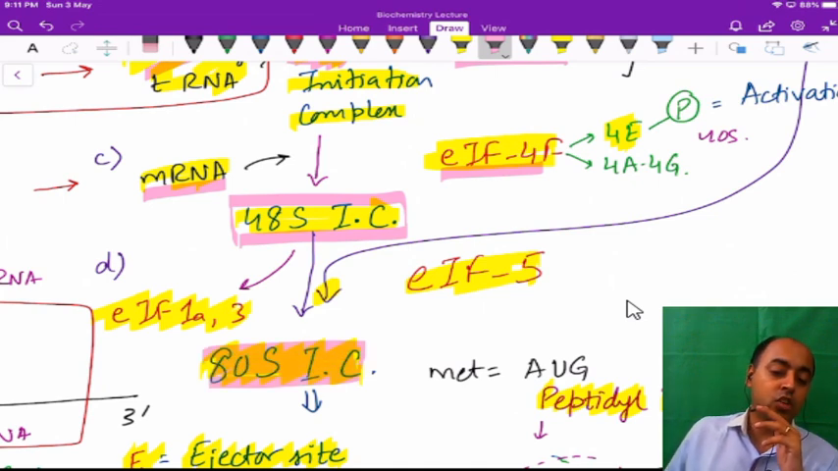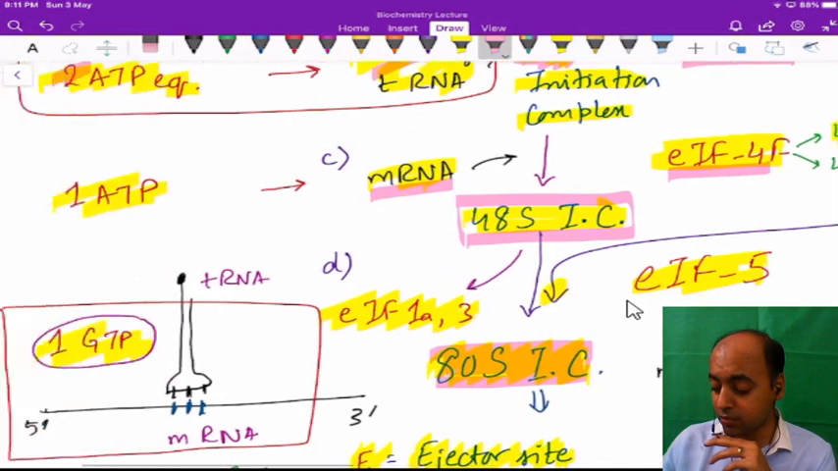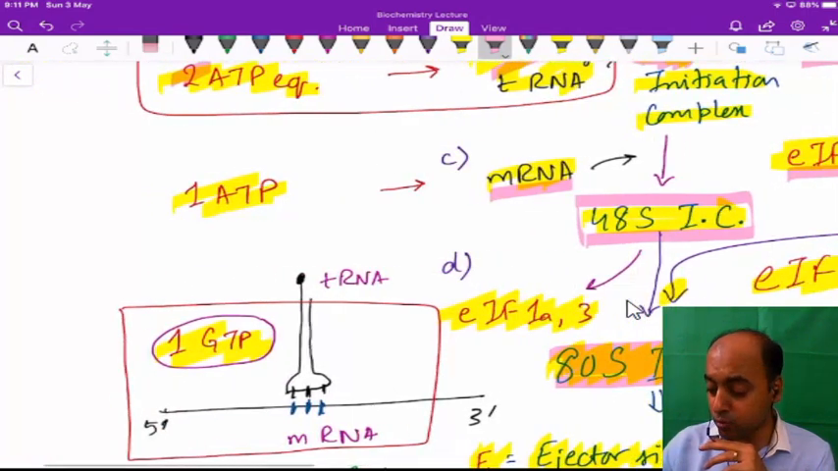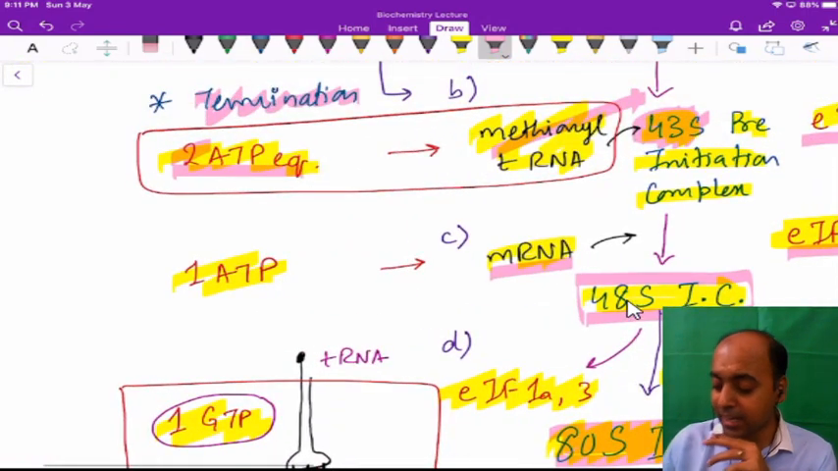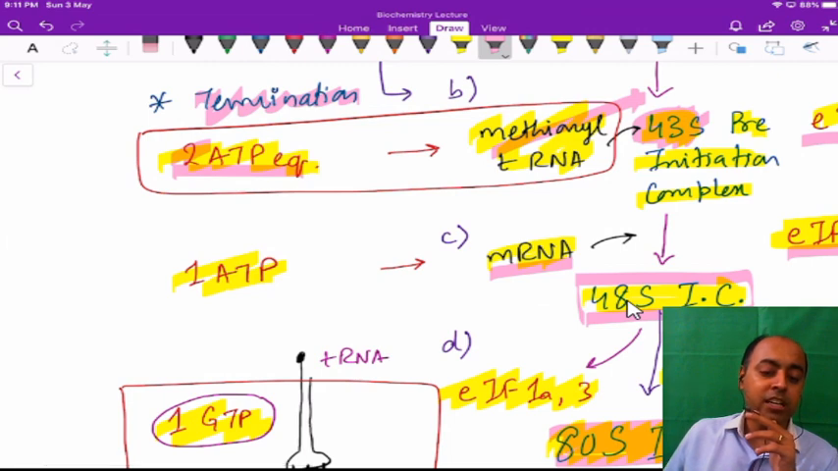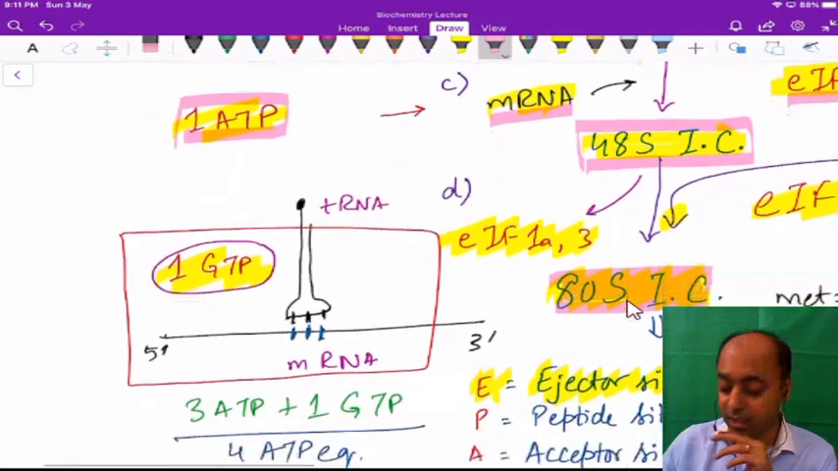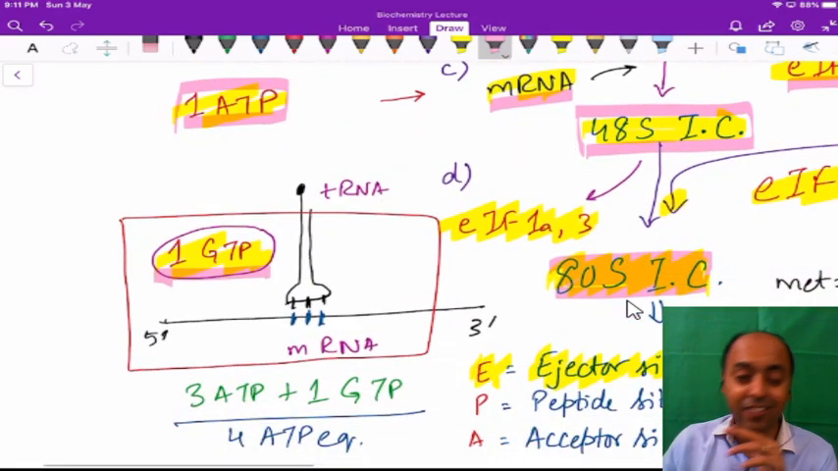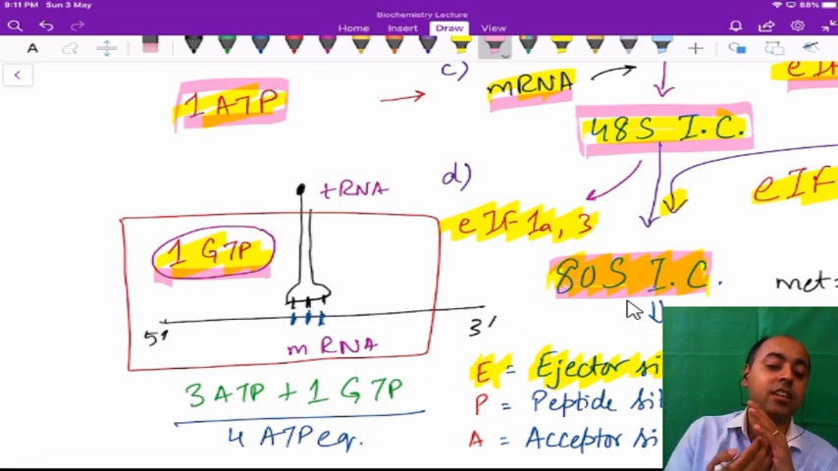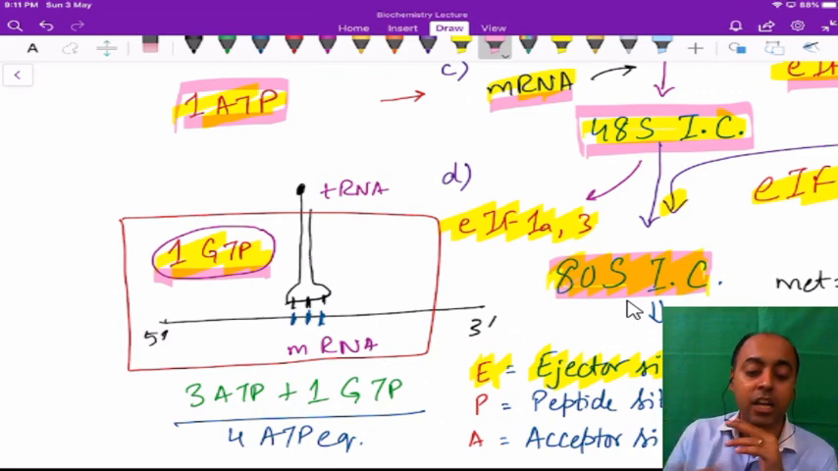resulting in formation of the 80S initiation complex. In the process we have discussed that 4 ATP equivalent are consumed: 2 ATP for any and every amino acyl tRNA, in this case the methionyl tRNA, 1 ATP for identifying the messenger RNA and bringing it in for the translation, and 1 GTP whenever there is attachment of the tRNA with the messenger RNA.